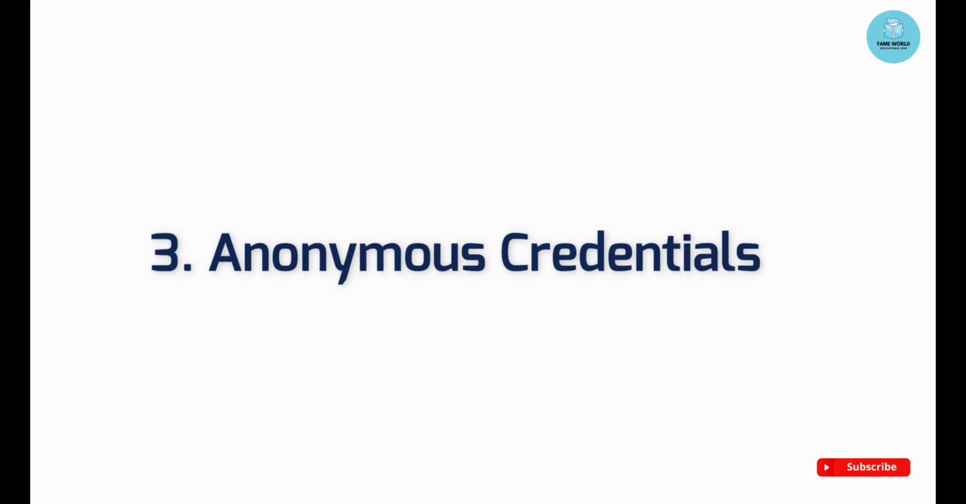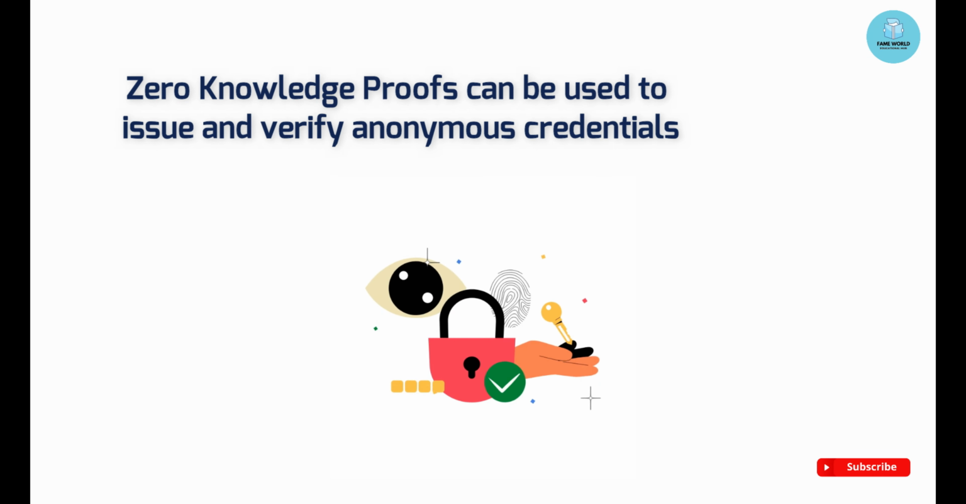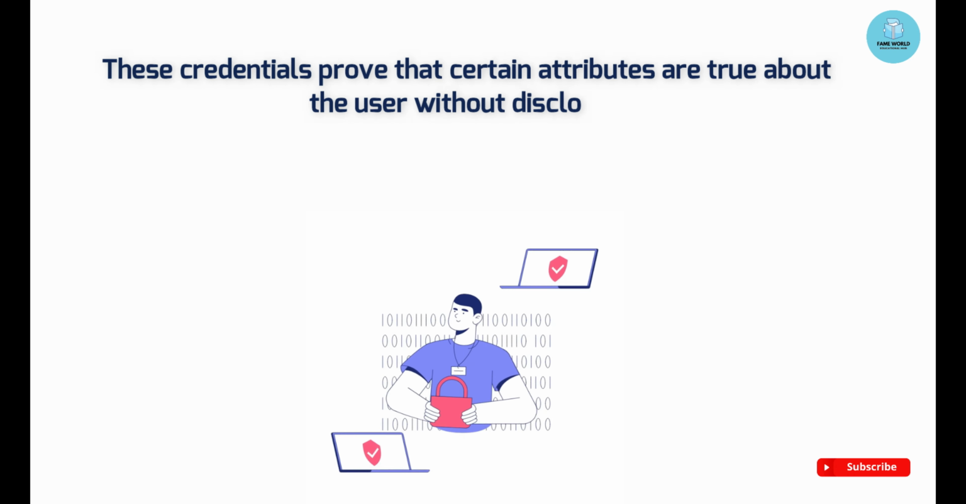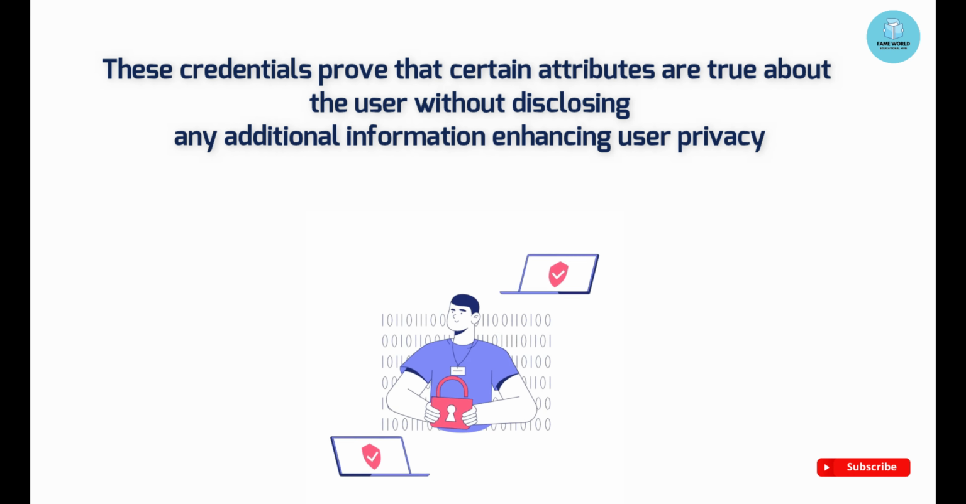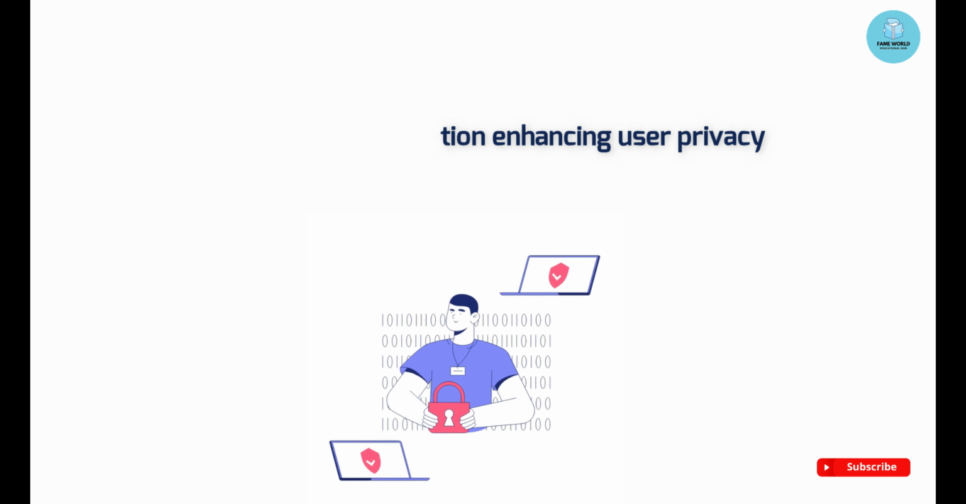Number 3. Anonymous credentials. Zero knowledge proofs can be used to issue and verify anonymous credentials. These credentials prove that certain attributes are true about a user without disclosing any additional information, enhancing user privacy.